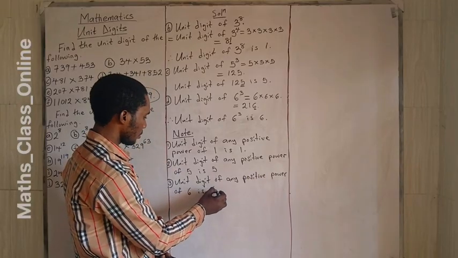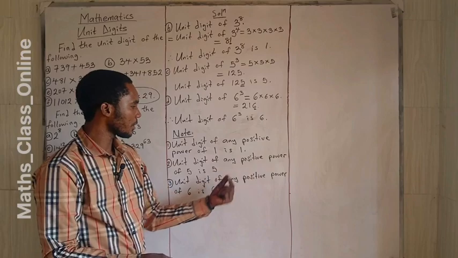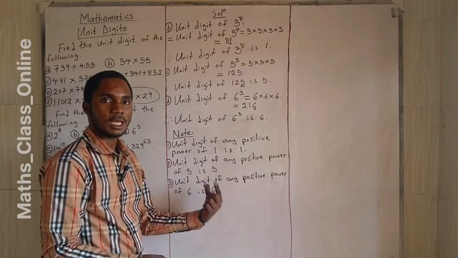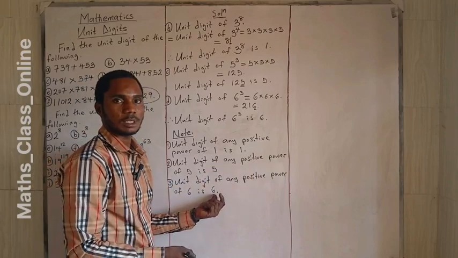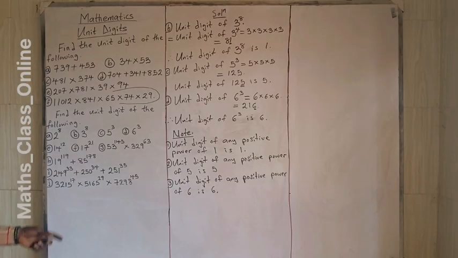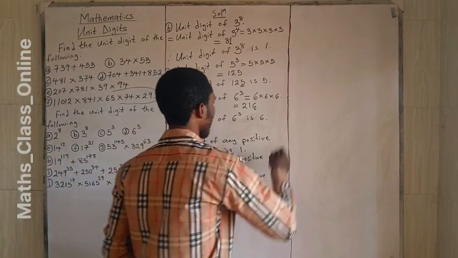The unit digit of any positive power of 5 is 5, and any positive power of 6 is what? Is 6. Next example. We are now in Example 5.